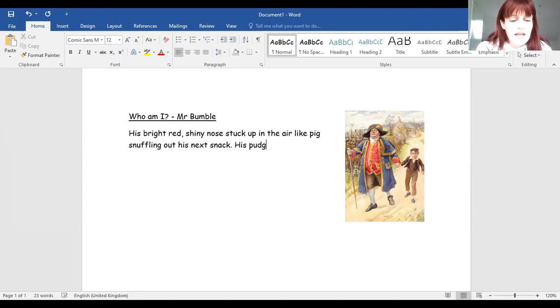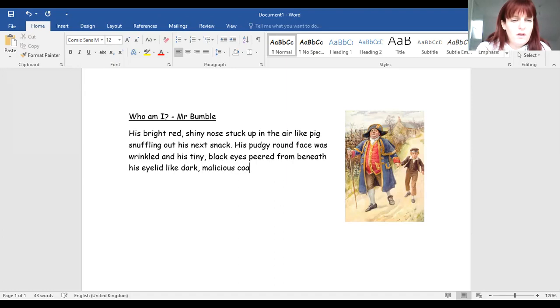His pudgy round face was wrinkled, and his tiny black eyes peered from beneath his eyelids like dark, malicious. So malicious means mean or nasty. Coals. Now, talking about using ambitious punctuation. So a dash. Always on the lookout for mischief.